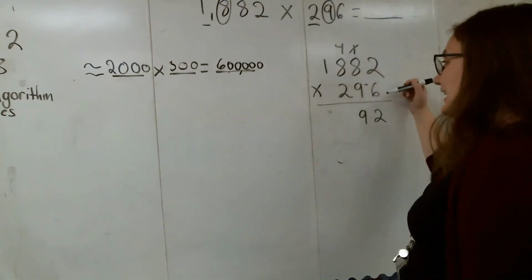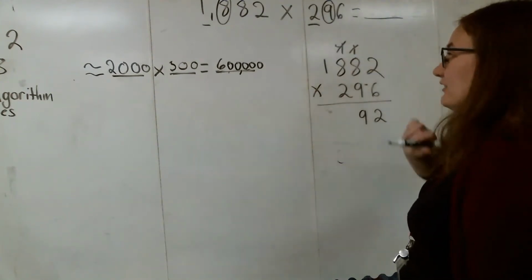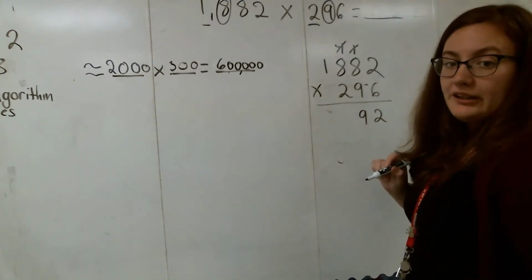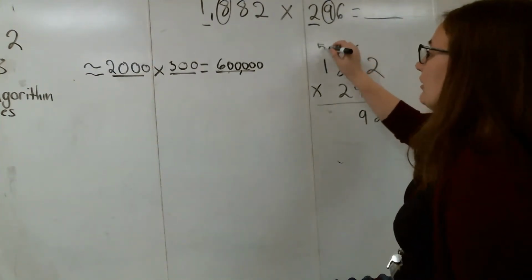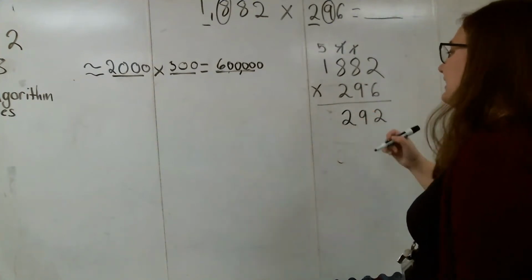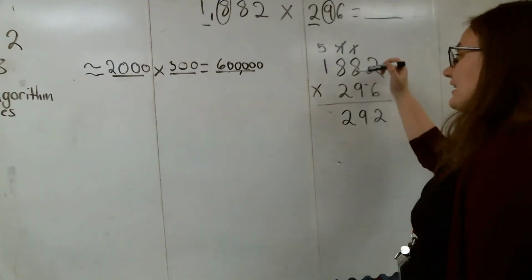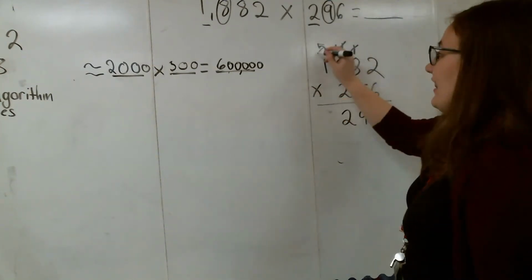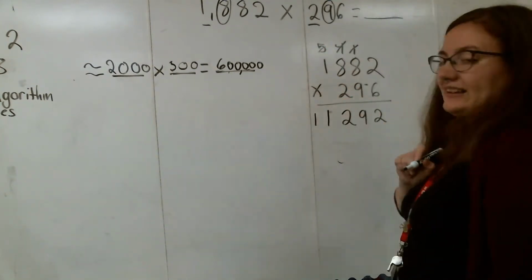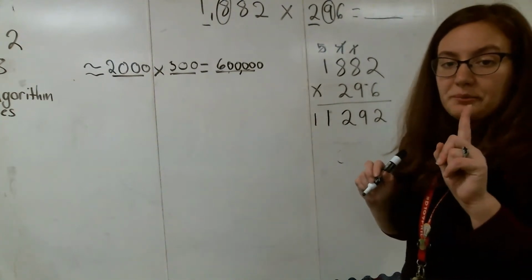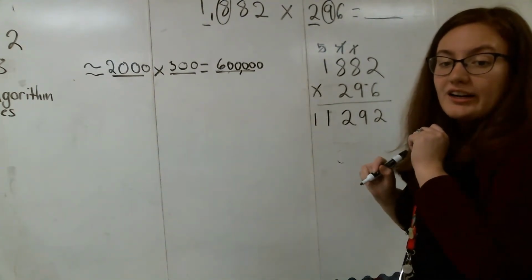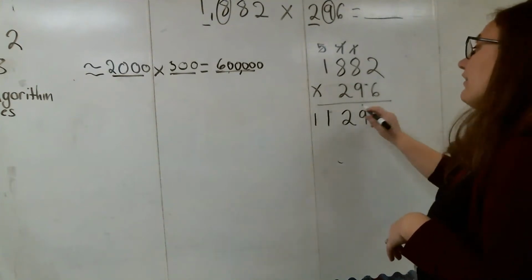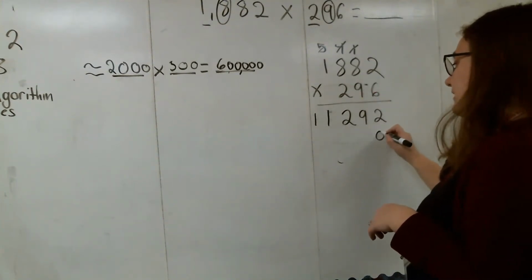6 times 8 again is 48, except now we're adding 4. So 48 plus 4 is 52. Regroup that 5, carry it up there, and leave the 2. And finally we have 6 times 1, which is 6. 6 plus 5 is 11. So cross out that 5 and leave this 11 down here. Our first partial product should be 11,292.